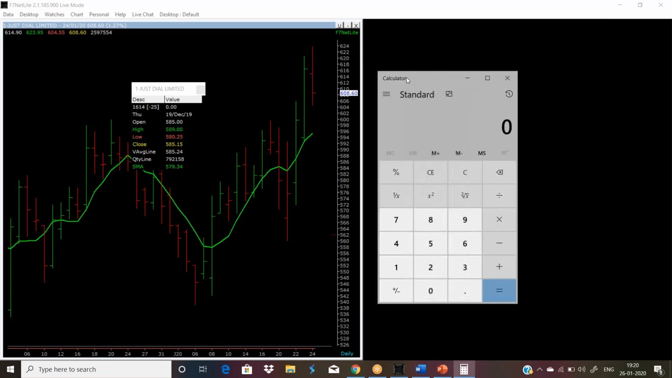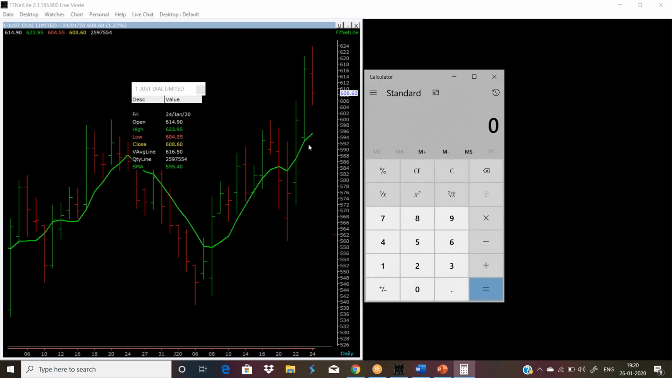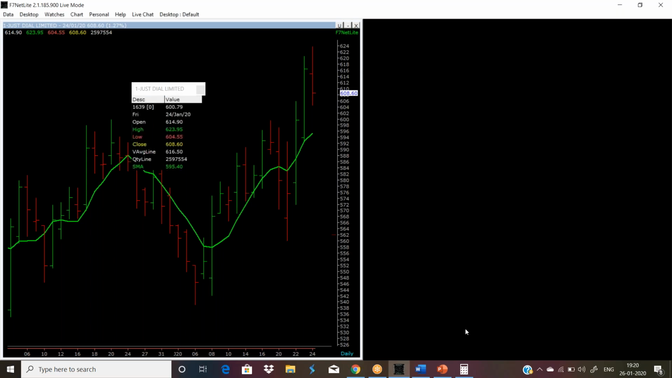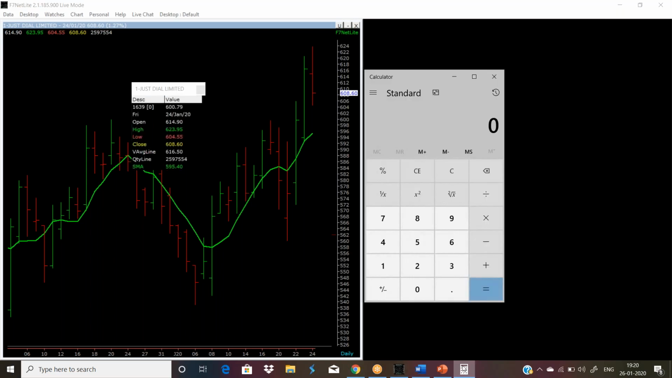This is a calculator I'm taking. Now what I will do, I will add all these numbers. I will add the close prices on the calculator. What is the close price here?